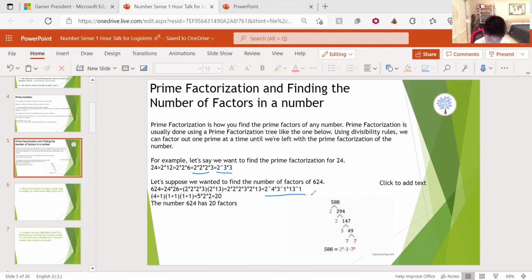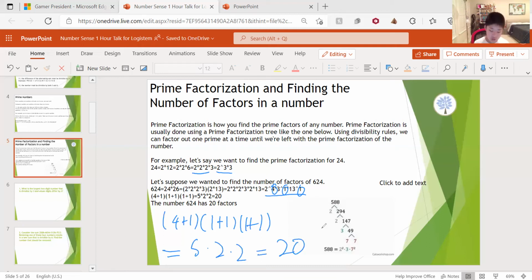So let's take a look at the exponents, which are 4, 1, and 1. We add 1 to all of them, so 4 plus 1, 1 plus 1, 1 plus 1. So we have 5 times 2 times 2, and we get 20. So the number 624 has 20 factors. If you're wondering what a prime factorization tree looks like, it looks like this.